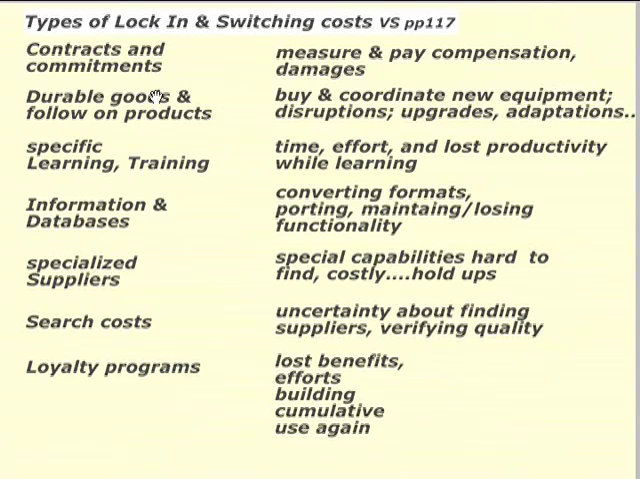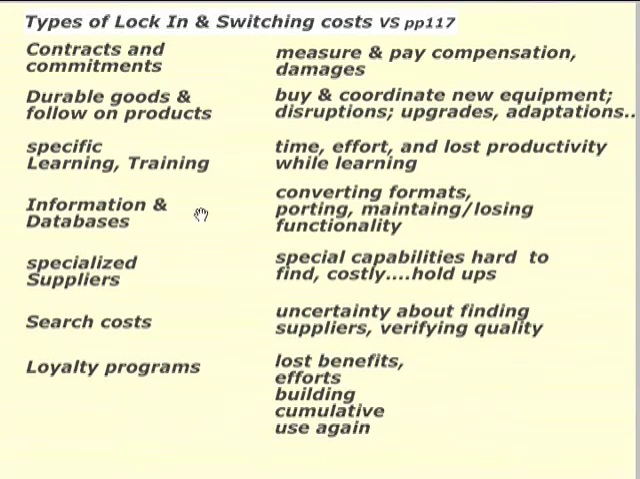Now, if you remember, we went through a whole list of various types of sources of lock-in and switching costs. You have contracts and durable goods purchases and follow-on products and upgrades. You get specific training that would be costly to change. You've got codes and formats and software and all kinds of stuff that might have to be changed. You've got specialized suppliers like your doctor or whatever, then switching to other suppliers is going to be difficult or costly. Uncertainty about what you're going to find out, and just the cost of actually researching stuff. And then you've got loyalty programs where if you make a switch, then you're going to lose something.